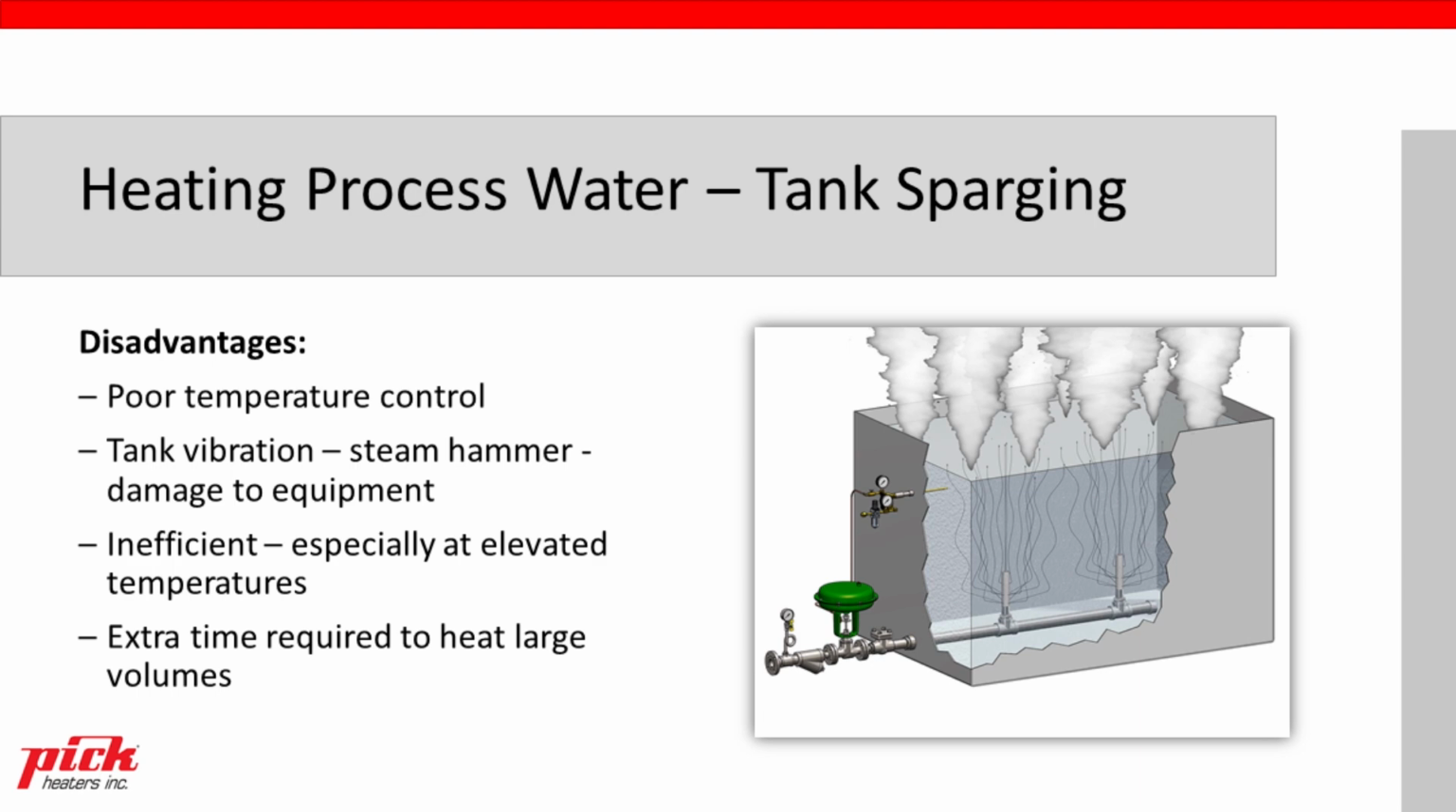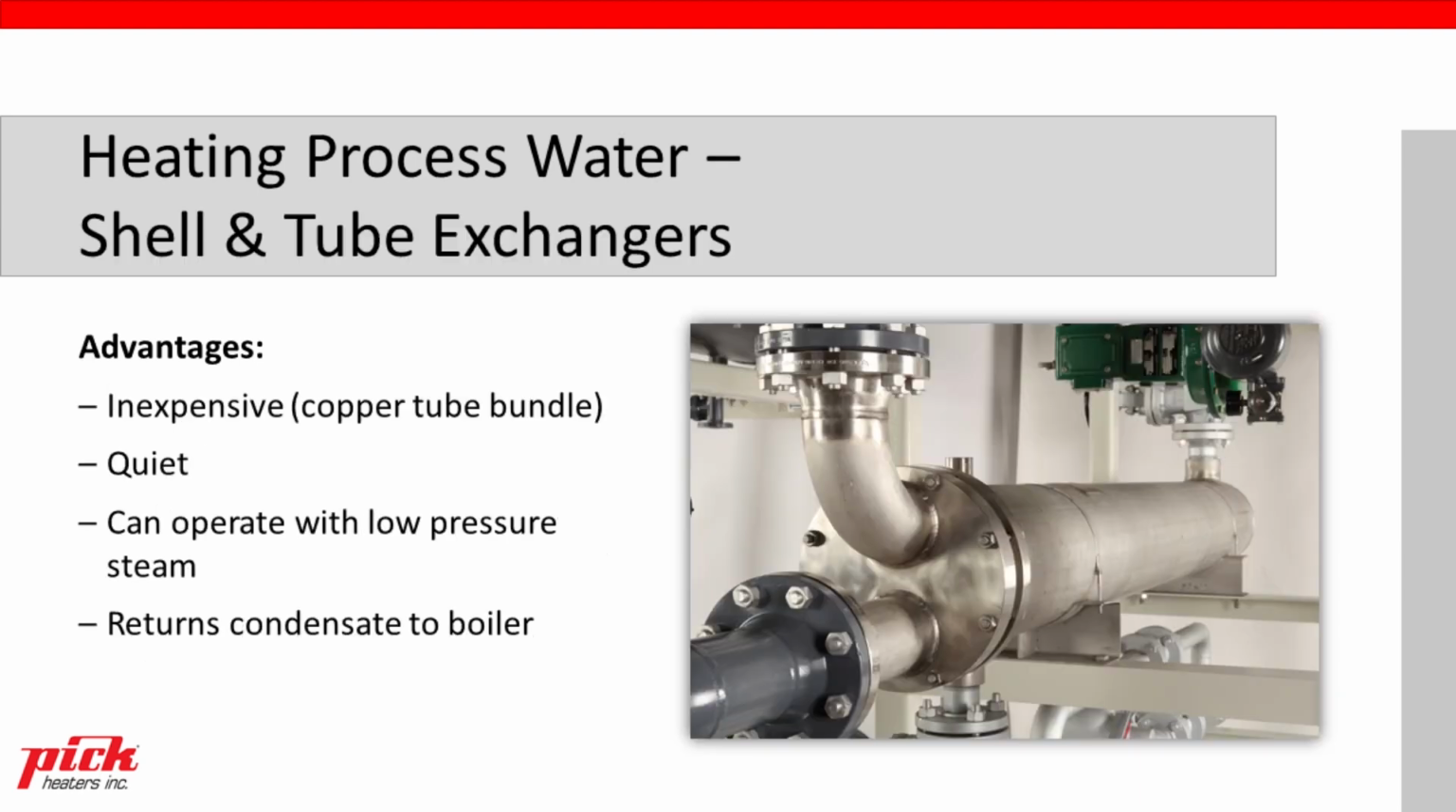Once you get in the 170 to 180 to even 200 degrees Fahrenheit range, that steam bubble has very small opportunity or reason for giving up its energy into the water. It usually goes right off the top of the tank, so it can be very inefficient, sometimes upwards of 30% or more less efficient than direct steam injection. And then, of course, there's the extra time required to heat large volumes of water. So because of that inefficiency.